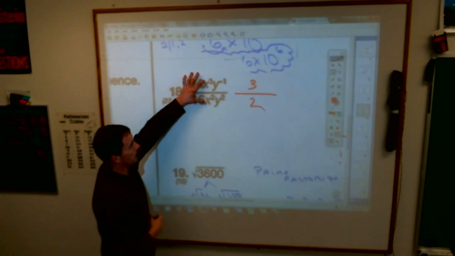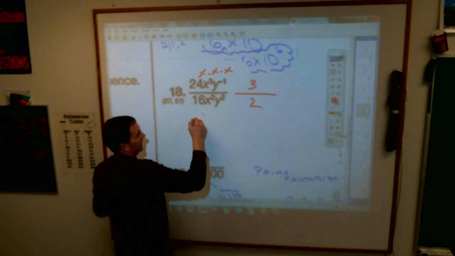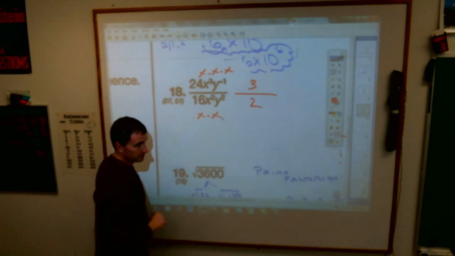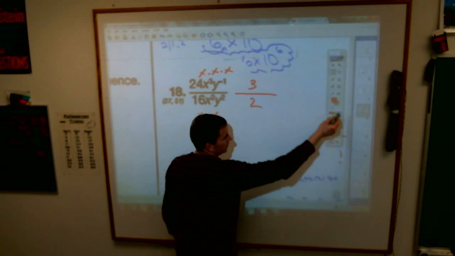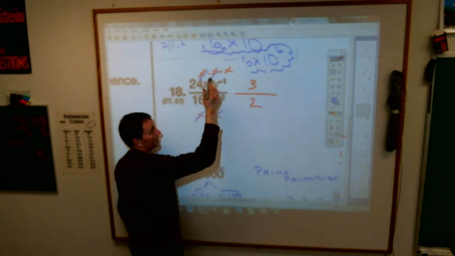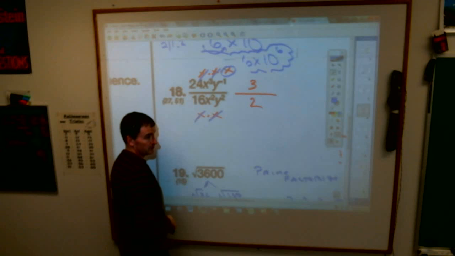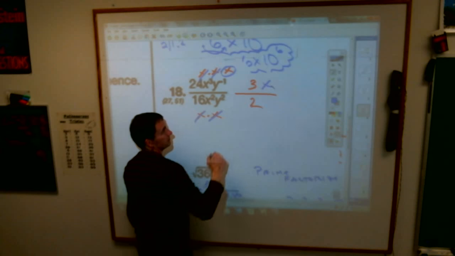Okay, do you understand that x cubed means you have x times x times x on top, x squared is x times x on the bottom. And one for one they will cross off. This x crosses off with that x, this x crosses off with that x, and you're left with one single x on top that doesn't cross off. So that x stays on top.